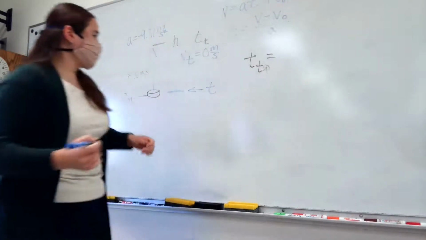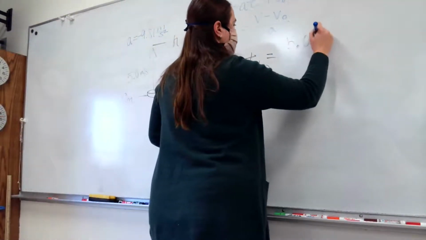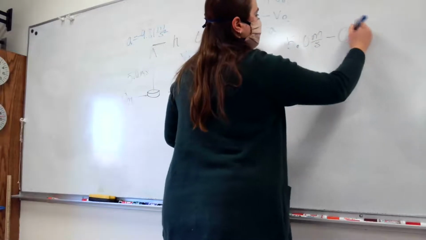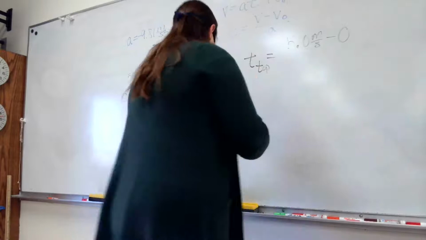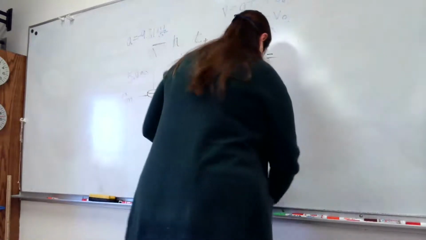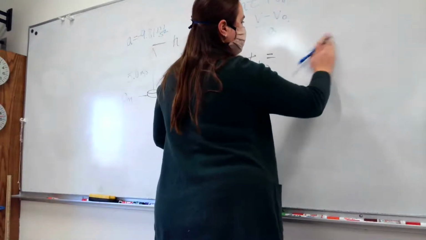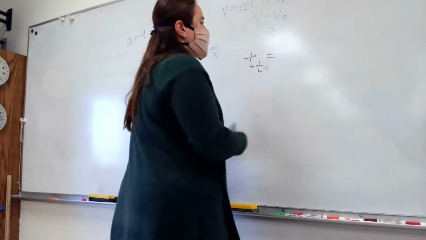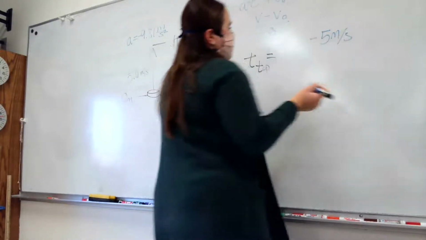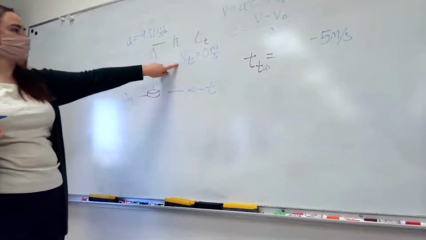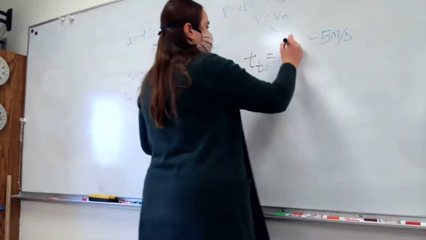So we have our final velocity, which is 5 meters per second, minus our initial, or final, sorry. No, wait, I got this backwards, don't I? Sorry. So our initial velocity is the 5 meters per second. Marker really is not working very well anymore. All right, 5 meters per second. And then we have our final velocity, sorry, which is 0 meters per second.